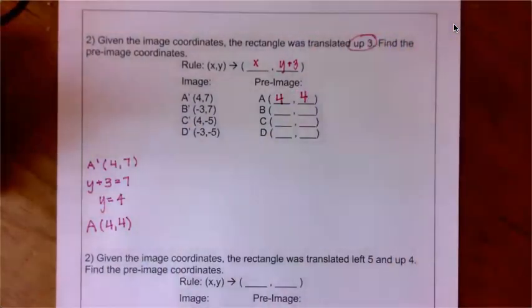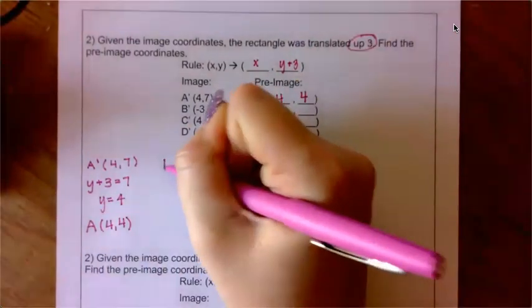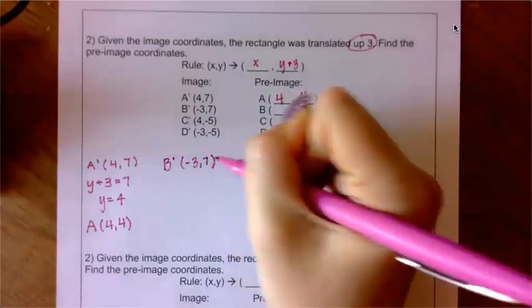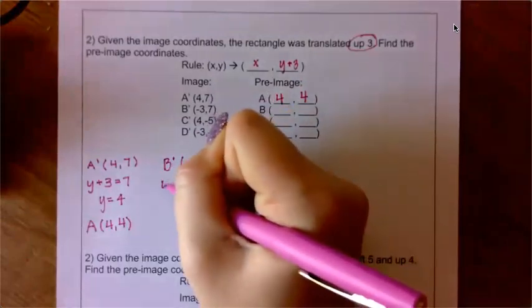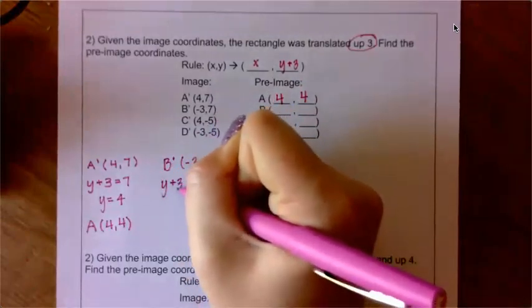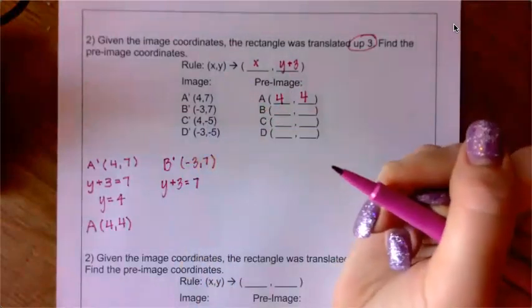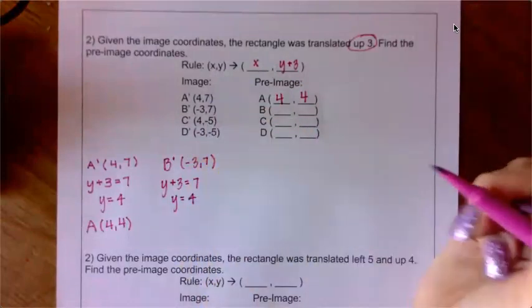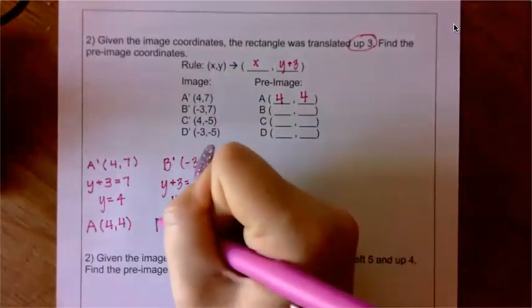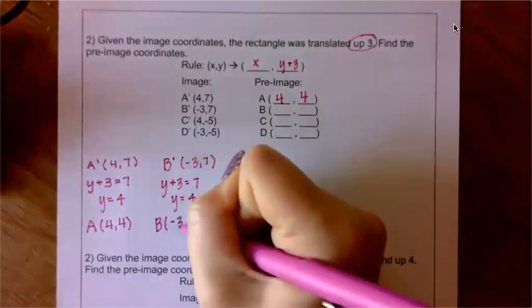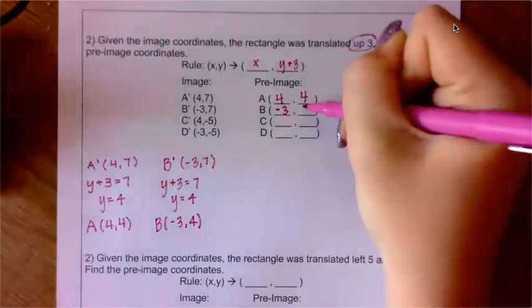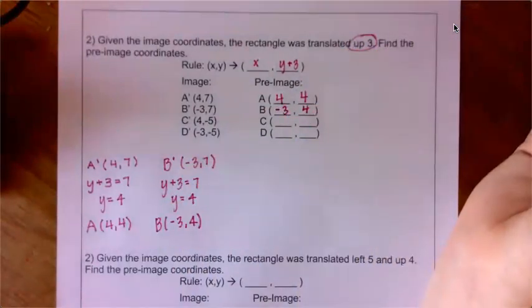We're going to do the same thing for B. B prime is at -3, 7. So when I took my Y value and added 3, it equaled 7. Subtract 3 from both sides. Y is 4. Okay, so my point B is at -3, 4. Okay, so B is -3, 4. 2 more to find.